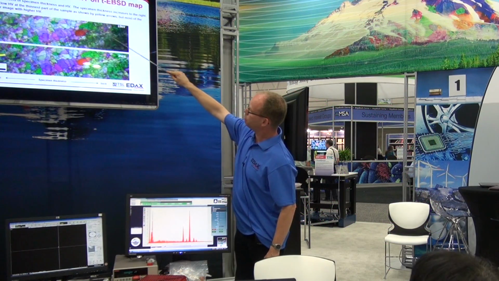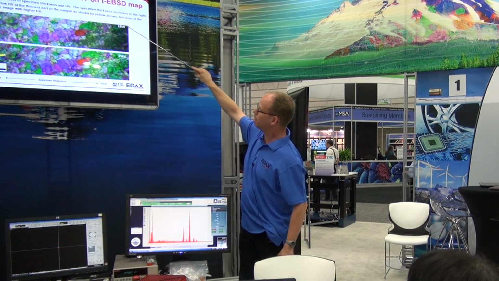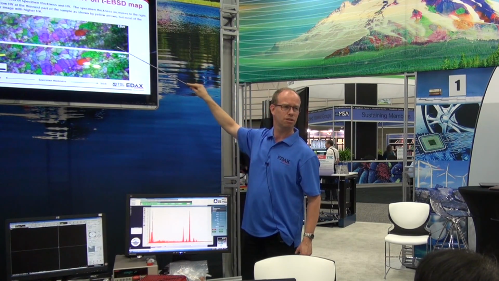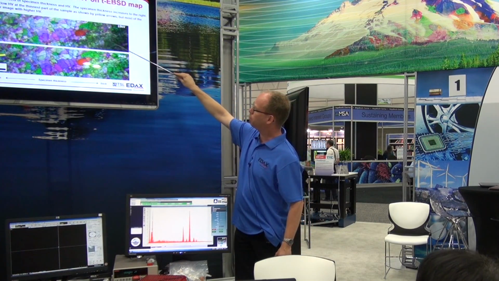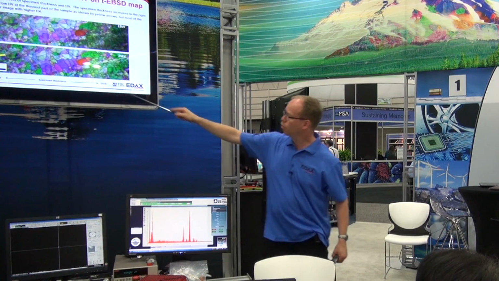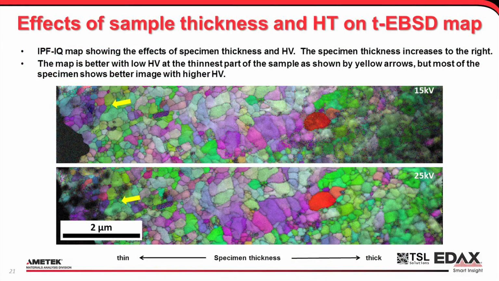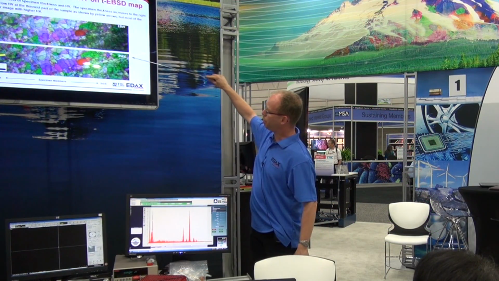This is the thicker part of the sample. There's the hole, that's the thinnest part. And over here you can see it doesn't look very good. So the boundaries are very broad, it's very fuzzy, and I lose a lot of detail in that image. But on the left-hand side, all the grains are very sharp, they're very well defined, and okay, that's where I get my highest resolution. Then let's try a higher accelerating voltage, 25 kV, the same area.